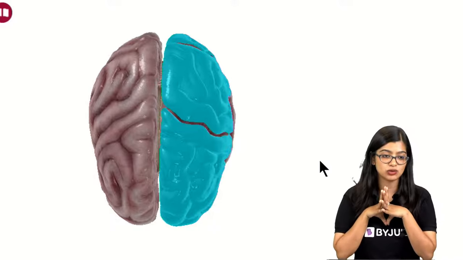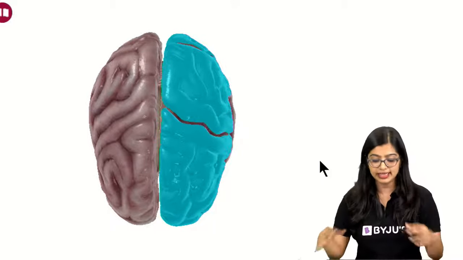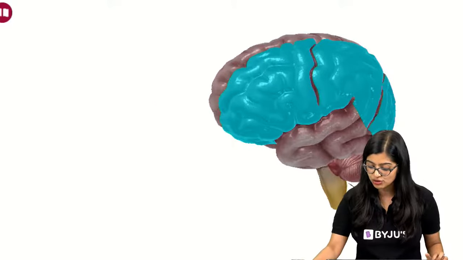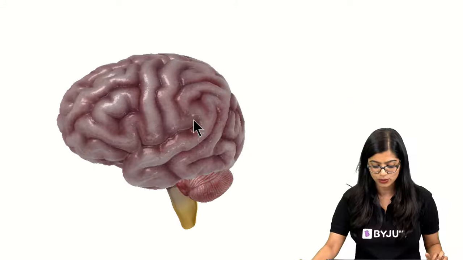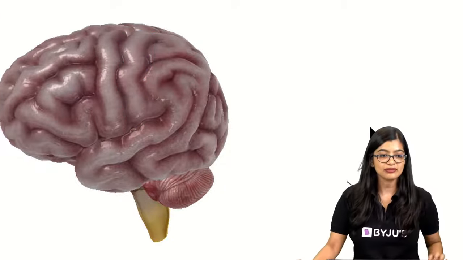It is 3 pounds. So we have the left hemisphere and we have the right hemisphere. And we see that these two hemispheres are connected to each other with the help of a structure known as the corpus callosum. Alright, so this is the basic structure of the brain.